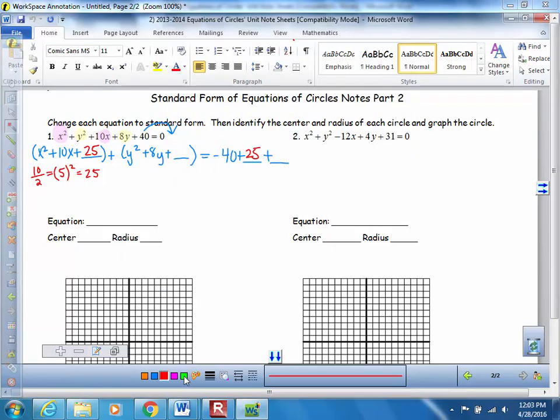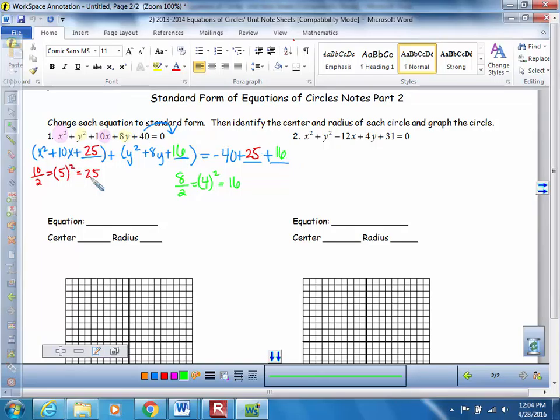Okay, now we want to finish the y. So we're going to do 8 divided by 2. And that gives me 4. Then we're going to square 4, and that gives me 16. So I'm going to put 16 on my left-hand side. I'm also going to put 16 on my right-hand side.